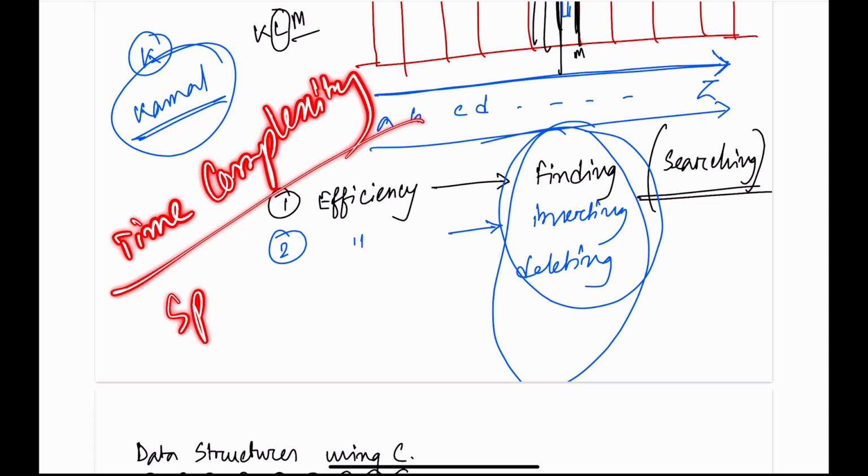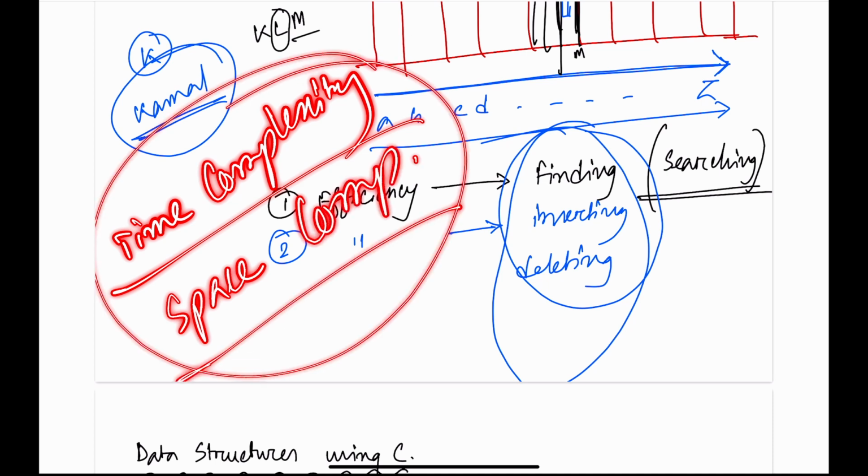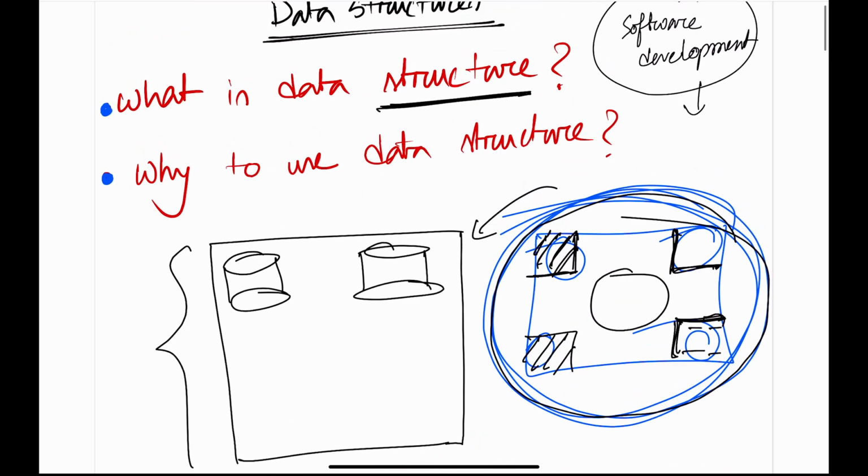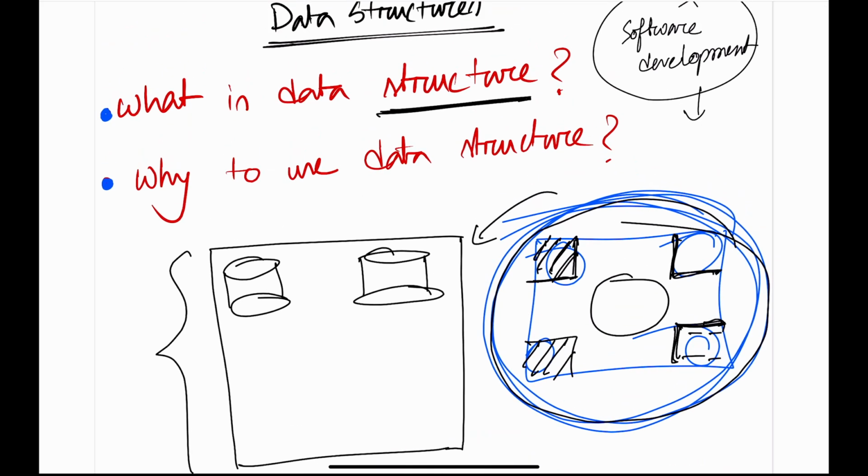Another one is space complexity. These are the two things you need to understand. The algorithm you write should have less time complexity and less space complexity as much as we can. So this is the reason to use data structures.